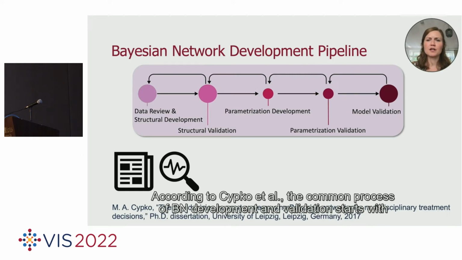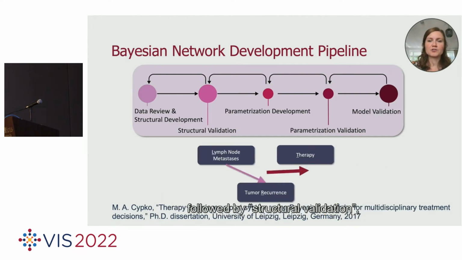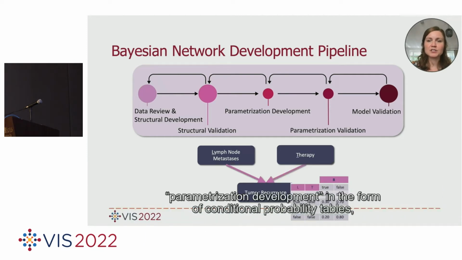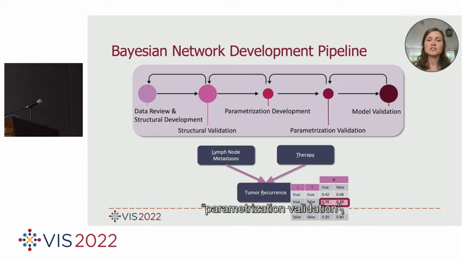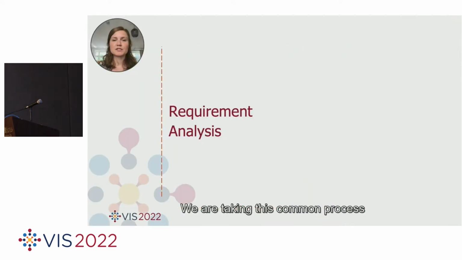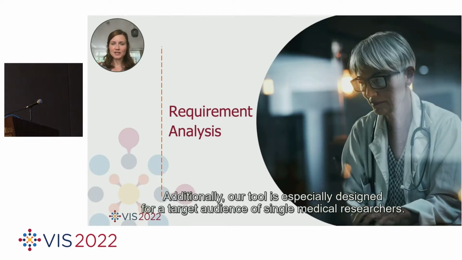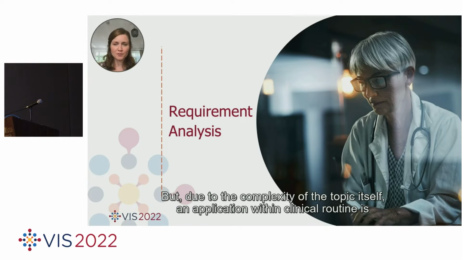According to Subko et al., the common process of Bayesian network development and validation starts with data review and structural development, followed by structural validation, parametrization development in the form of conditional probability tables, parametrization validation, and model validation. We are taking this common process in our design and interaction requirements into account. Additionally, our tool is especially designed for a target audience of single medical researchers. But due to the complexity of the topic itself, an application within clinical routine is not intended.